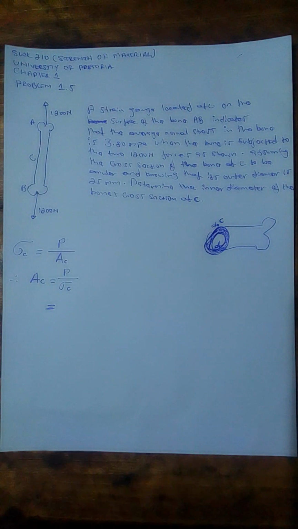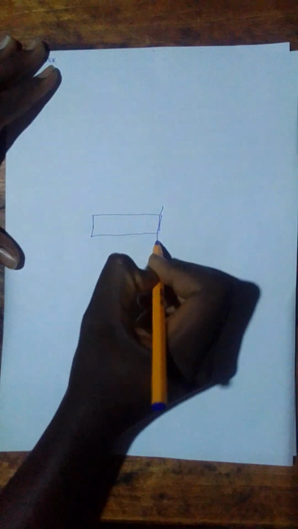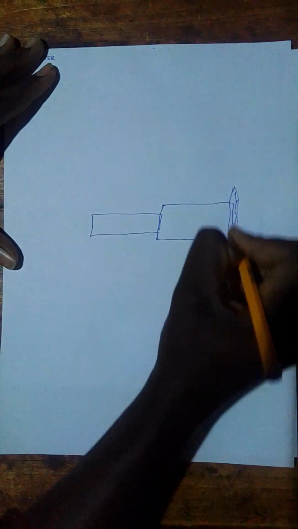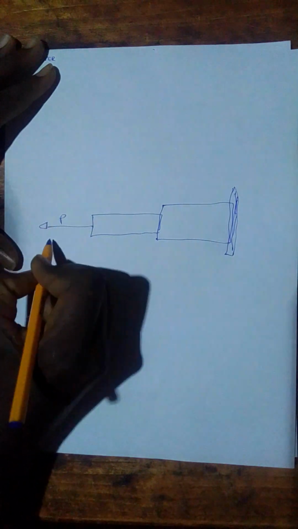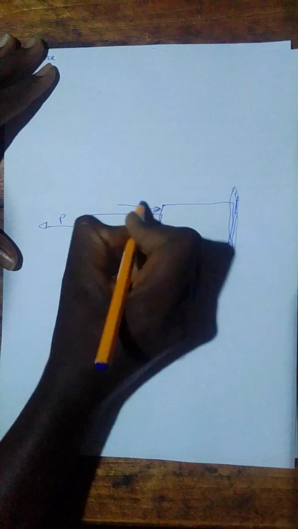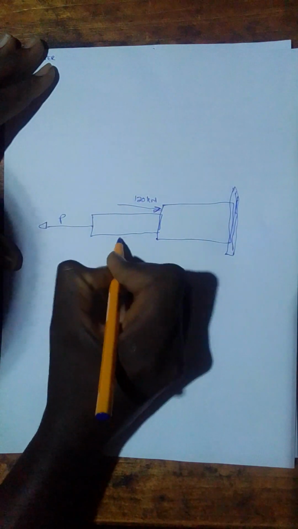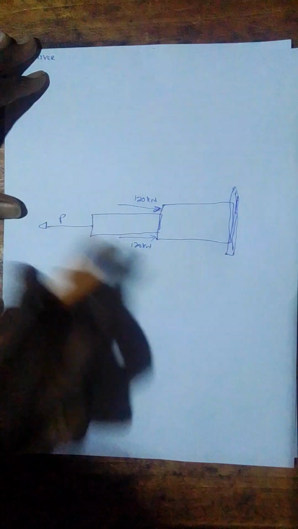So I'll make a simple illustration here just to remind you of our problem 1.1. Remember, problem 1.1 had something like this, where we had the first beam welded to the second beam, and they were mounted to a wall here. This was a wall, right? And on this beam we had P, and here we had, I think, 120 kilonewtons, and another one of 120 kilonewtons.